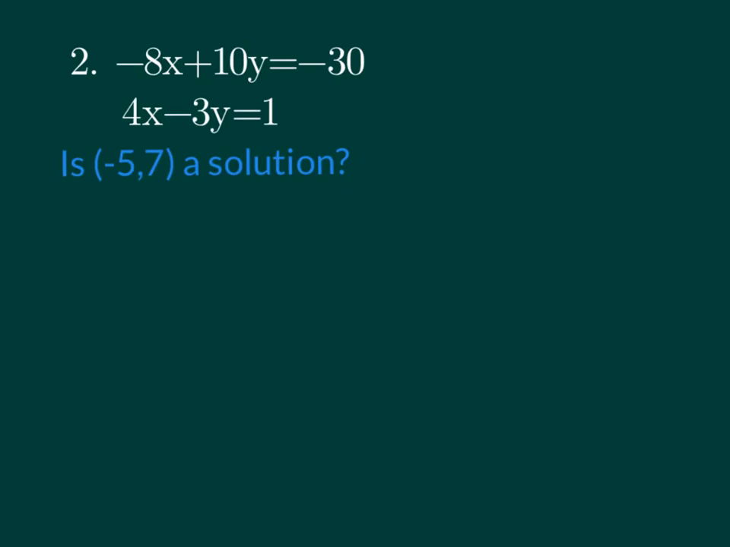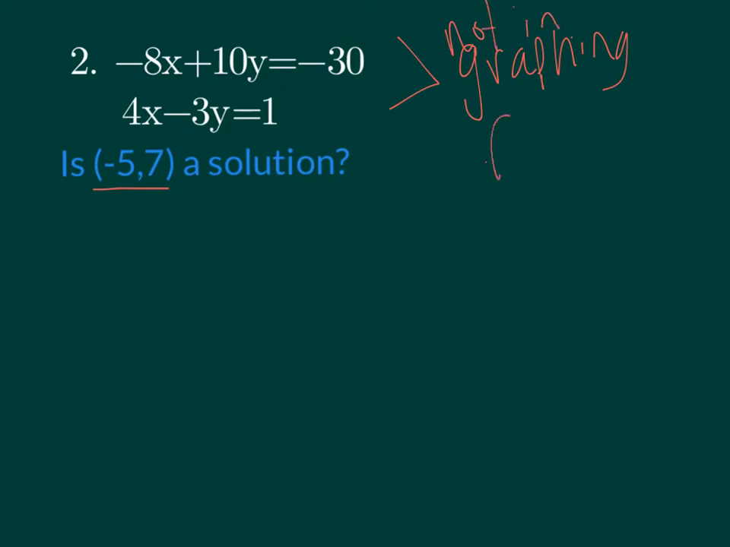Another question: we have negative 8x plus 10y equals negative 30, and 4x minus 3y equals 1. We want to know if (negative 5, 7) is a solution. Well, these aren't really in graphing form. We don't want to graph these because these are in standard form, and they're going to end up with decimals. So in order to find out if this is a solution, remember this is your x and this is your y, we're going to plug in x and y.